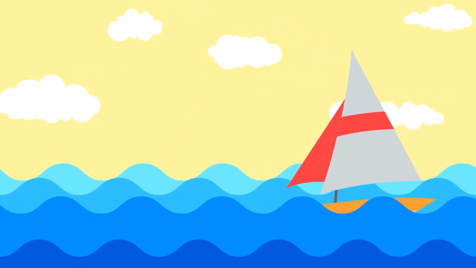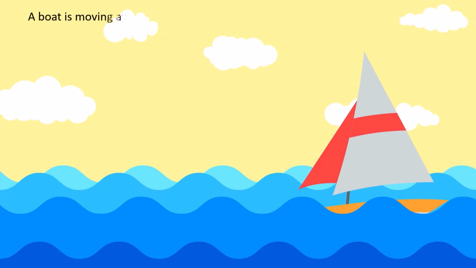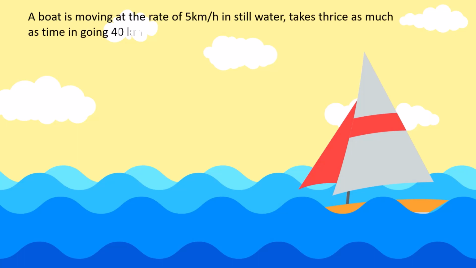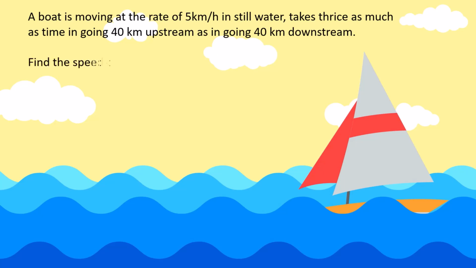Let's say a boat is moving at the rate of 5 kilometers per hour in still water, and it takes thrice as much time in going 40 kilometers upstream as in going 40 kilometers downstream. The question that is being asked is: find the speed of the stream.